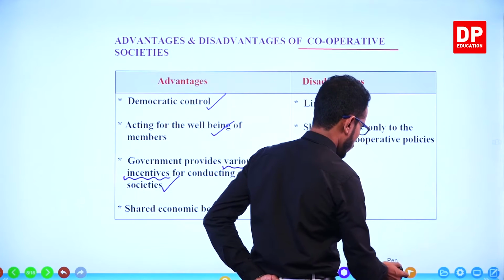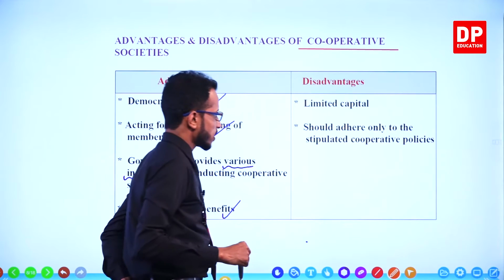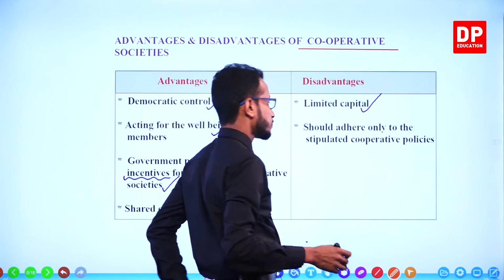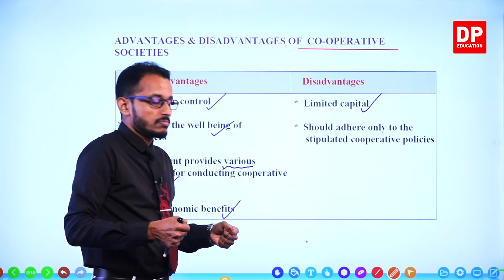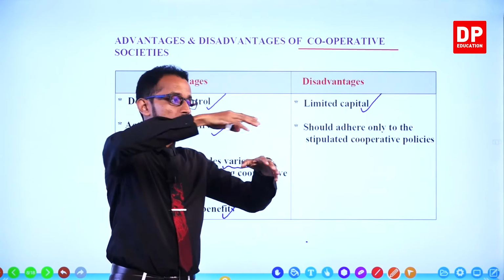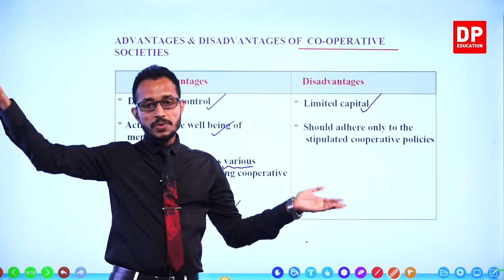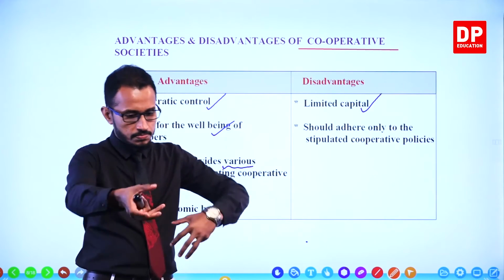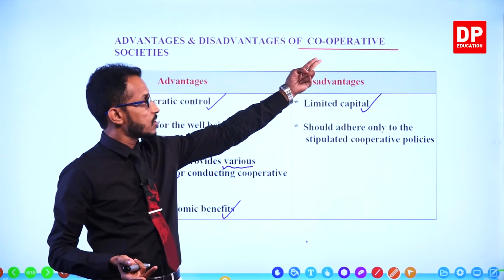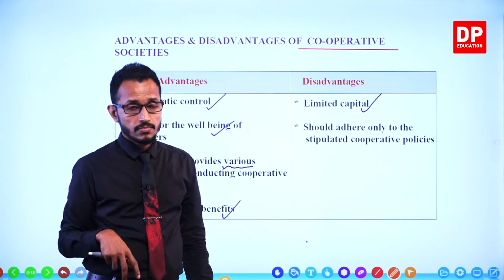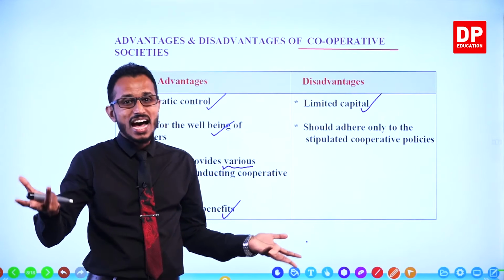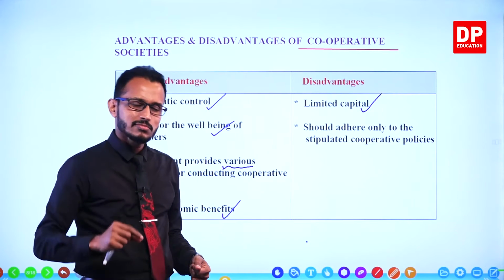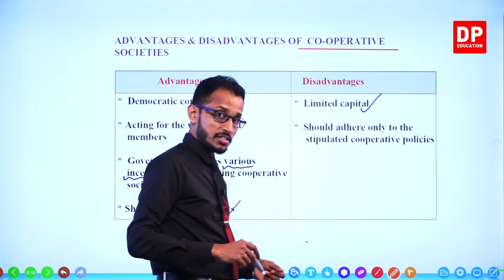Then, children, we have some disadvantages. Limited capital. It is very hard to collect a large capital, maybe like millions of rupees. Very difficult. Because people get together and form these cooperatives voluntarily, and they are not investing a large amount of money, obviously. They just pay their membership fees. So, limited capital is a disadvantage.